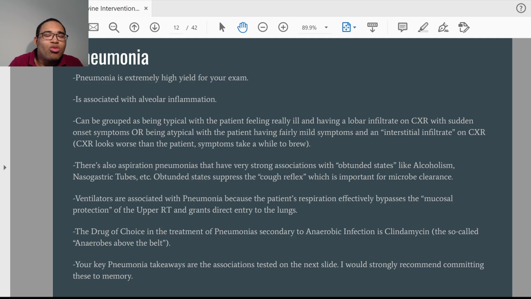Okay, now pneumonia. Let me have a quick talking slide on pneumonia. Again, pneumonia is super high yield for your test. Obviously, pneumonia is associated with inflammation of the alveoli, those little bags in your lungs. And you can have two types of pneumonia on an MBME: typical pneumonia and atypical pneumonia. What's the key difference? Typical pneumonias are pneumonias where you have an acute onset of symptoms. Like you're saying, I was fine 2 days ago, but yesterday I just felt completely knocked down. Acute onset of symptoms, very high fevers.